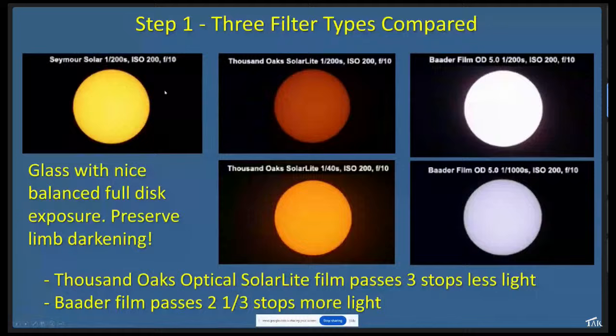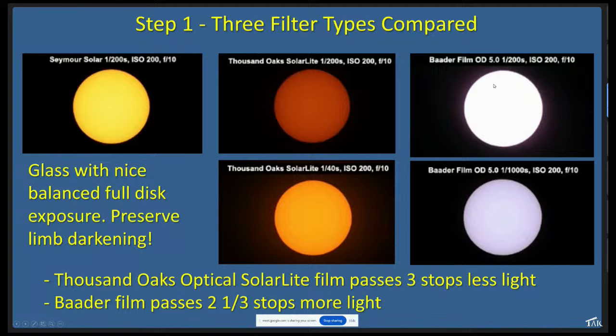So looking at it in real images, all these three images across the top are taken at the same settings. So a shutter speed of 1/200th of a second, ISO of 200, and f/10 for the telescope. And this is what I would consider a balanced full disk solar image through glass, meaning it's relatively bright in the middle, but preserves limb darkening, because the sun has natural limb darkening. But you see, at the same settings, the Thousand Oaks Solar Light is really too dark. It's too orange. And at the same settings, the Baader film is way overexposed.